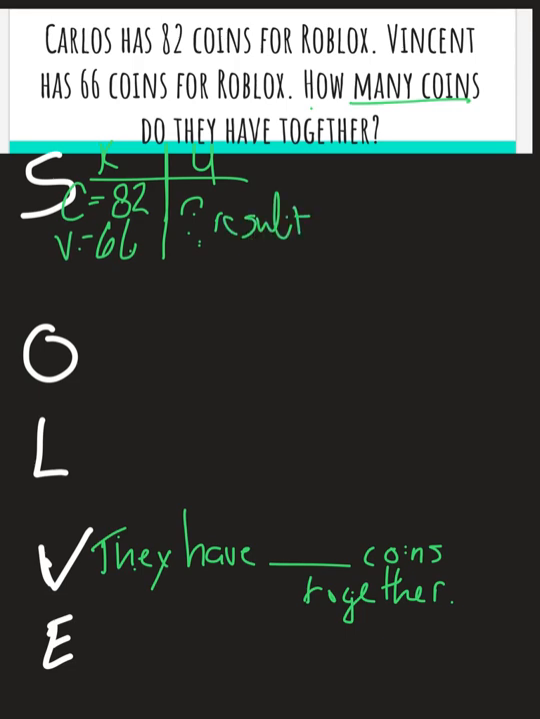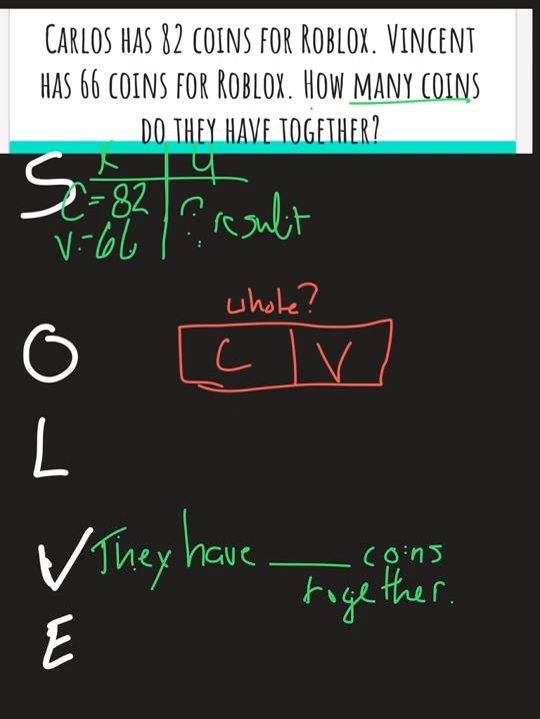So now if we think about this problem, we say, okay, we know that Carlos has 82. Vincent has 66. That is a part whole, and we don't know how many they have together. I know this might seem like extra work, but these problems get tougher as kids get older, and we want them to get used to the idea of thinking through word problems.